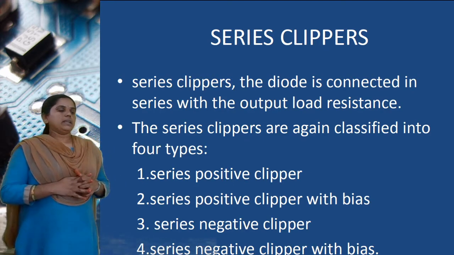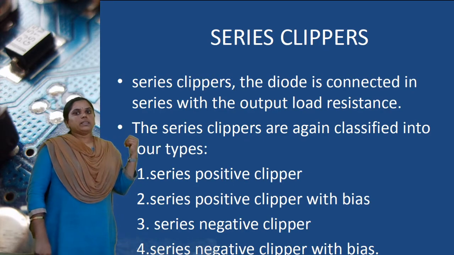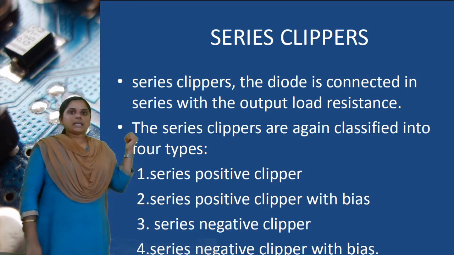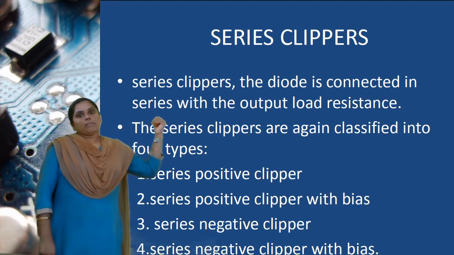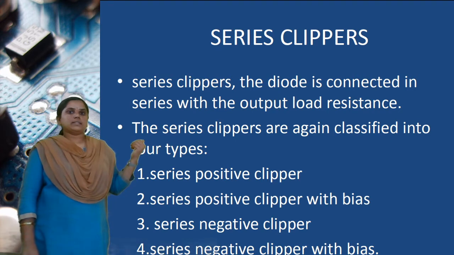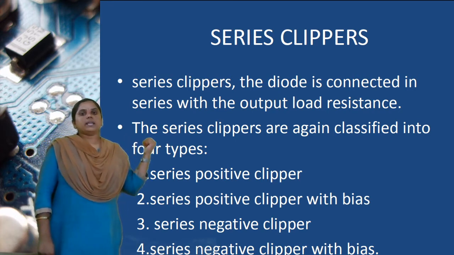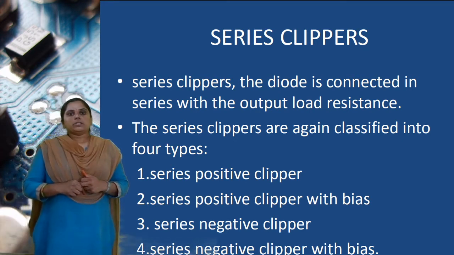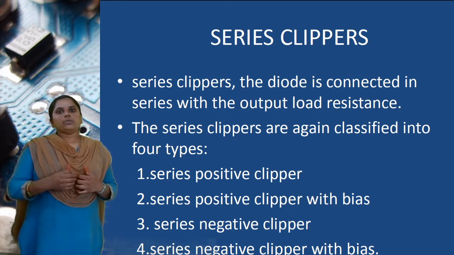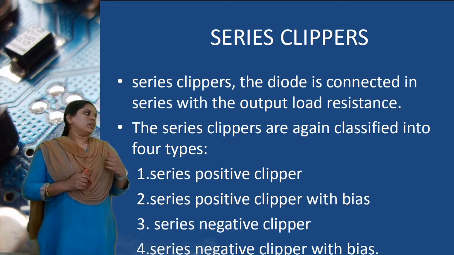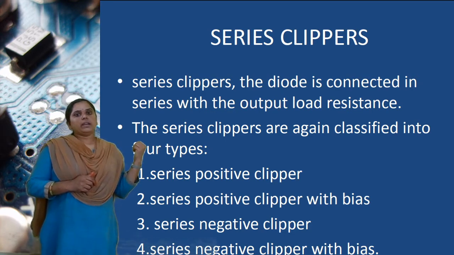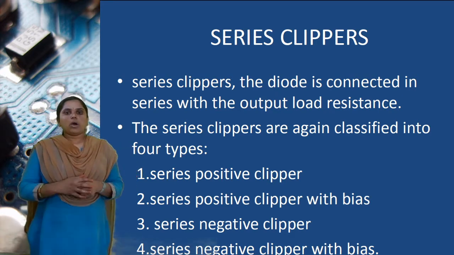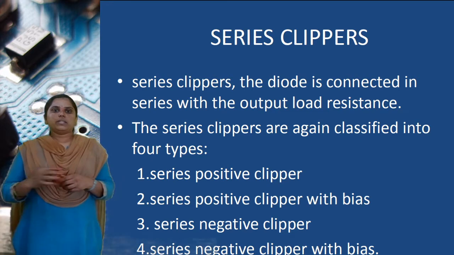In the series clipper circuit, the diode is connected in series with the output load resistance. In the shunt clipper, the diode is connected parallel to the output load resistance. The series clipper circuits are again classified into four types: the series positive clipper, the series negative clipper, the series positive clipper with bias, and the series negative clipper with bias. Now we discuss them one by one.